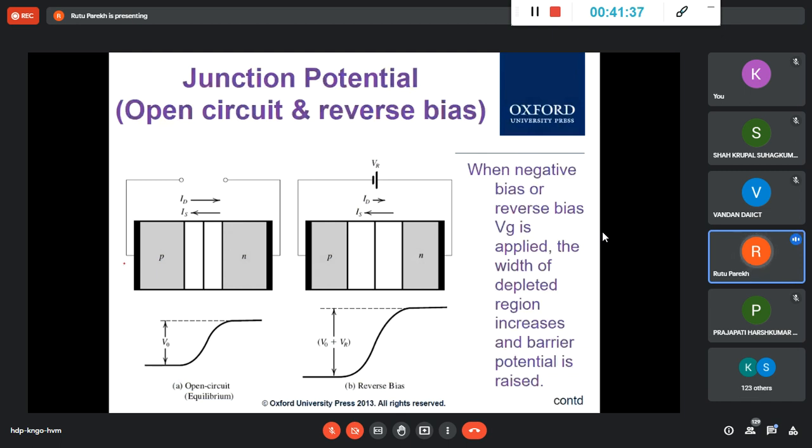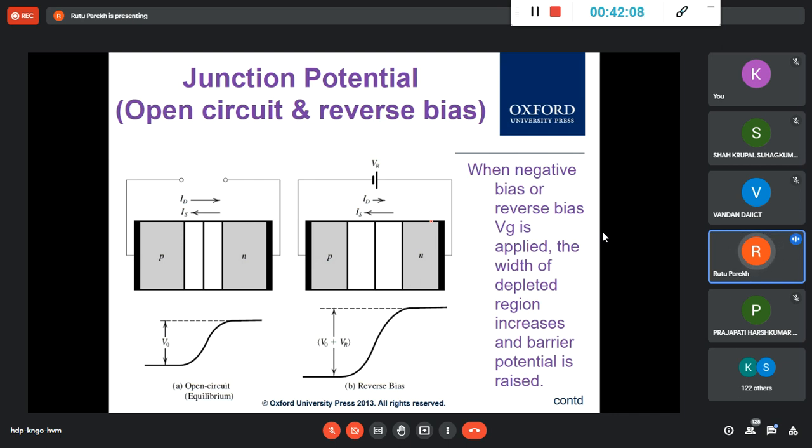Now there are two electrodes, right? The positive one is known as the anode, the negative one is known as the cathode. Plus is anode, and you can connect the batteries either way. That is, the positive will be connected to the positive of the battery, and negative to the negative of the battery, or positive will be connected to the negative of the battery, and the other way. So there are two ways you can make a connection.